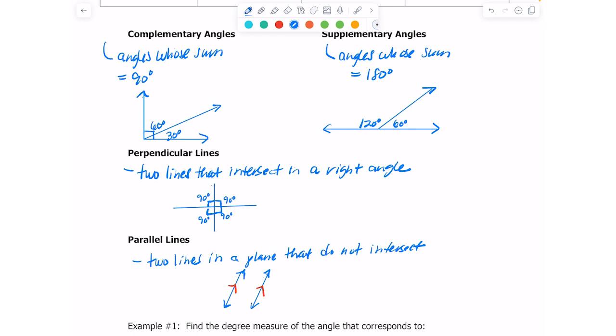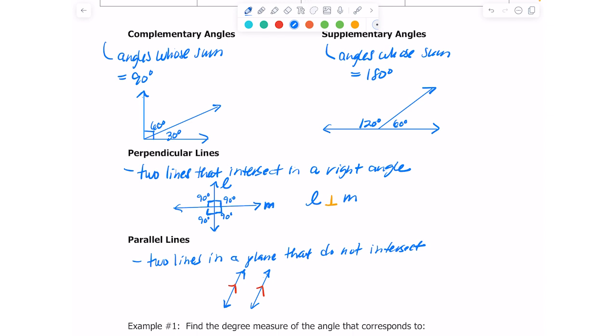Now I should also show you the labels for these. So let's say this was line L and this was line M, and I wanted to tell you that they are perpendicular to each other. The symbol for perpendicular looks like an upside down T. So that's the symbol for perpendicular. That just says line L is perpendicular to line M.